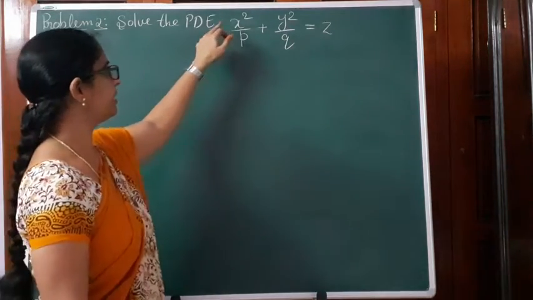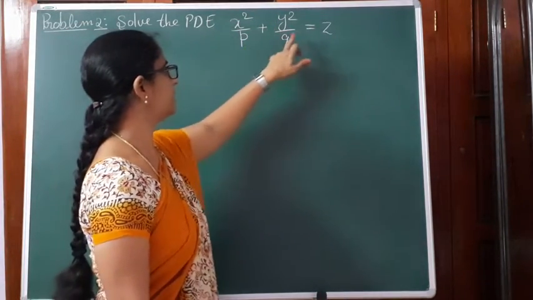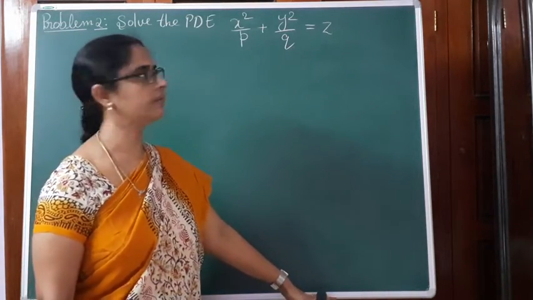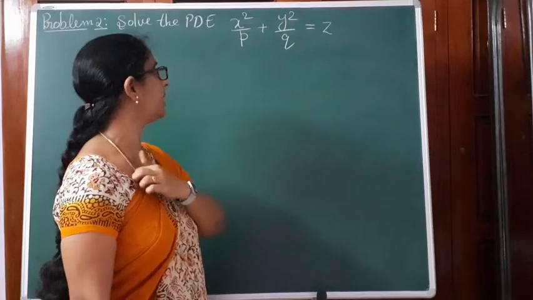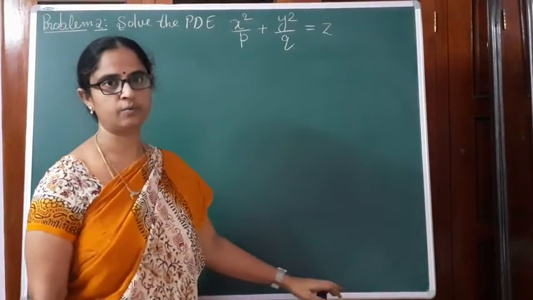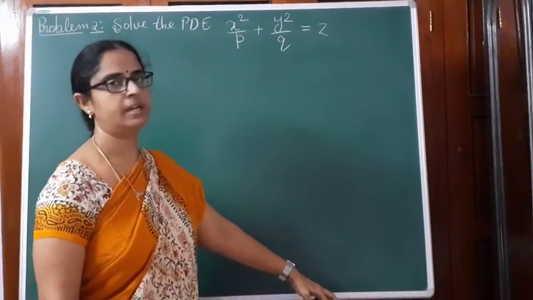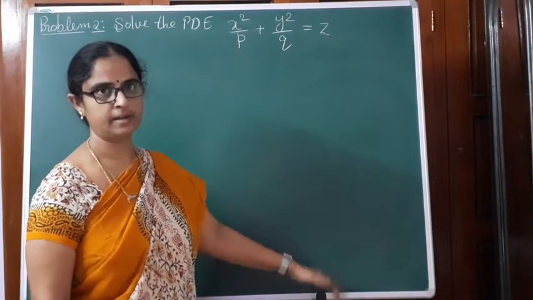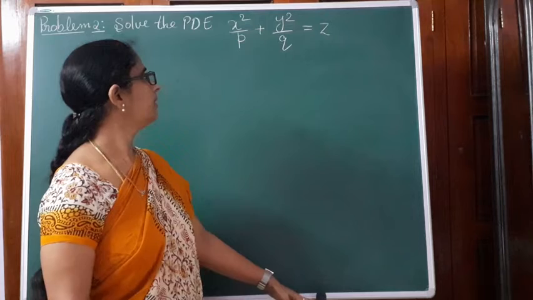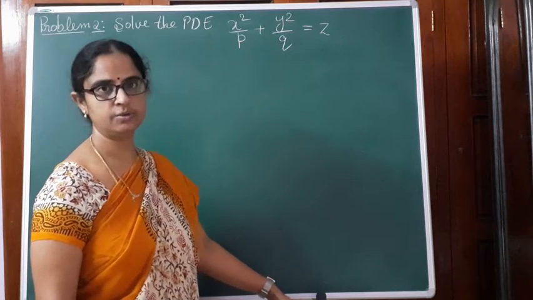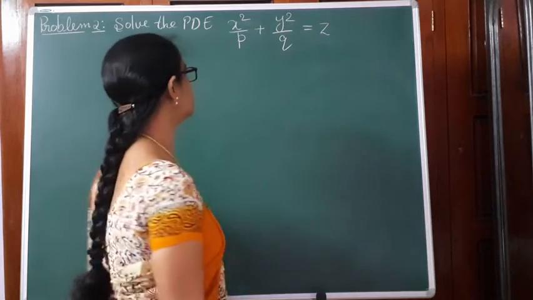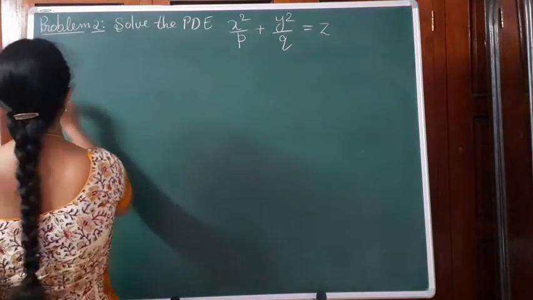Solve the partial differential equation x square by p plus y square by q is equal to z. This is a non-linear partial differential equation because the degree of p and q is not 1 here. Therefore it is non-linear, and right now it is not in any of the standard forms 1, 2, 3 or 4. Now we shall try to reduce it to the standard forms by taking suitable substitution. Okay, let us rewrite this partial differential equation as follows first.